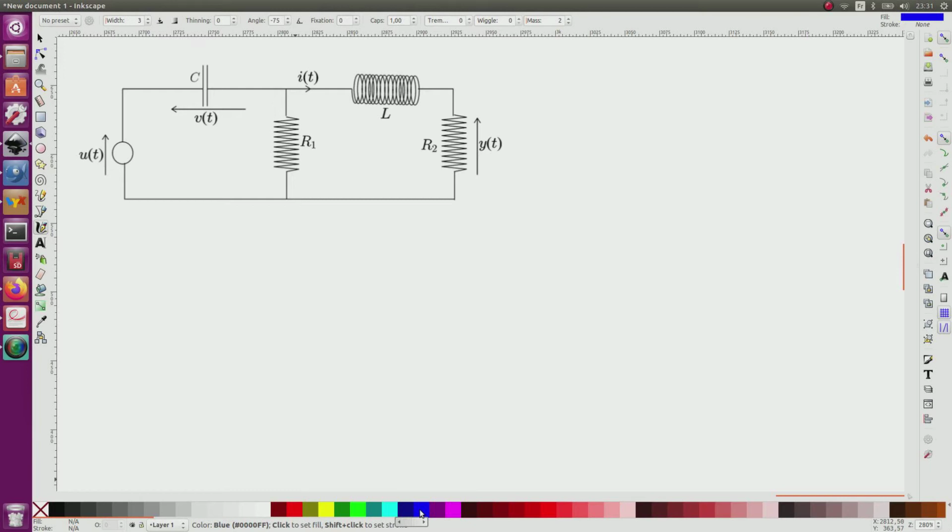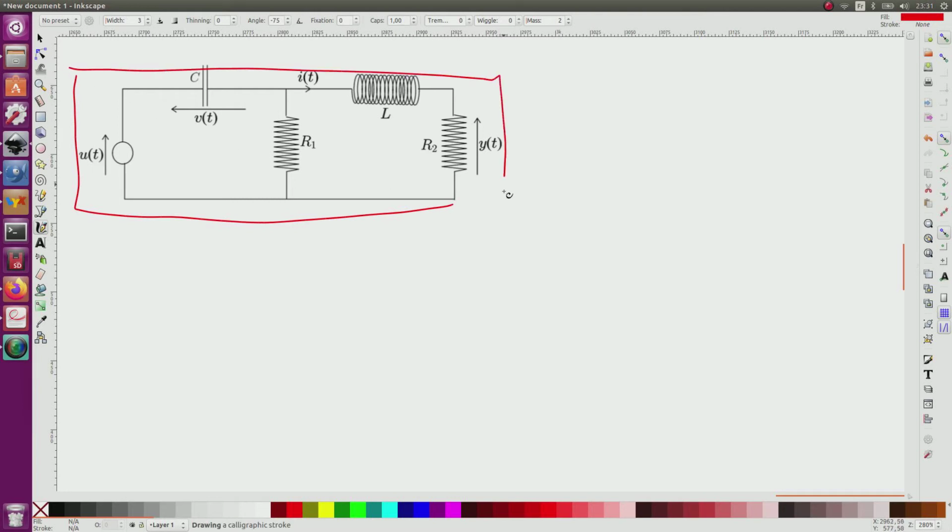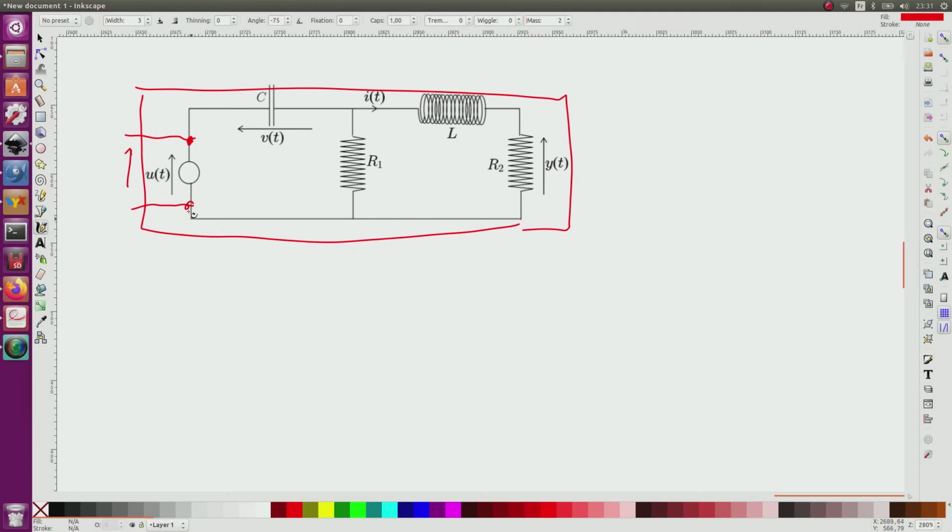This is my system. The input is U here, U, and the output is Y. We'll consider that E1 here is a current around R1, at the bound of R1, and to find the state equation we'll have to use the Kirchhoff law.